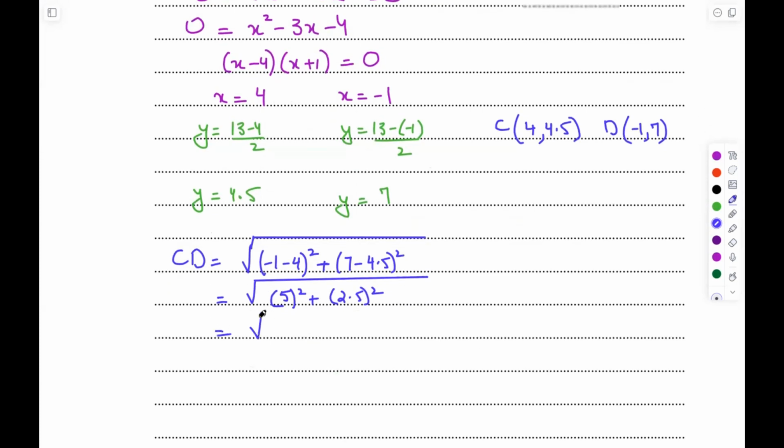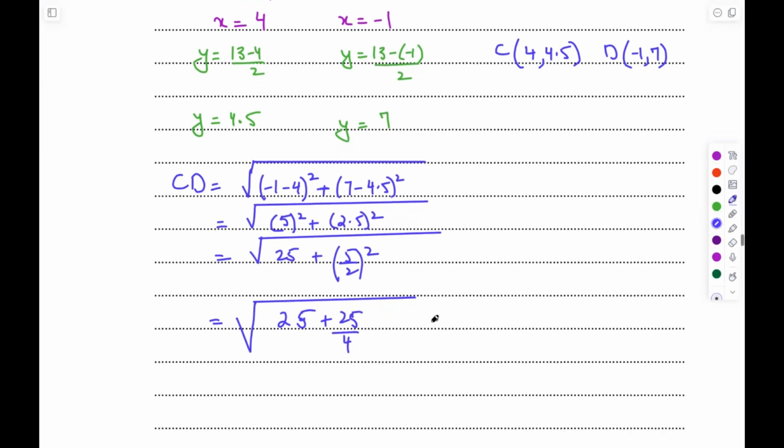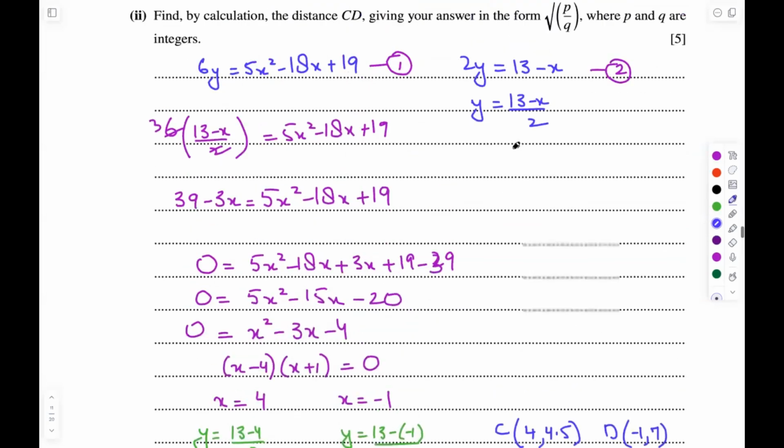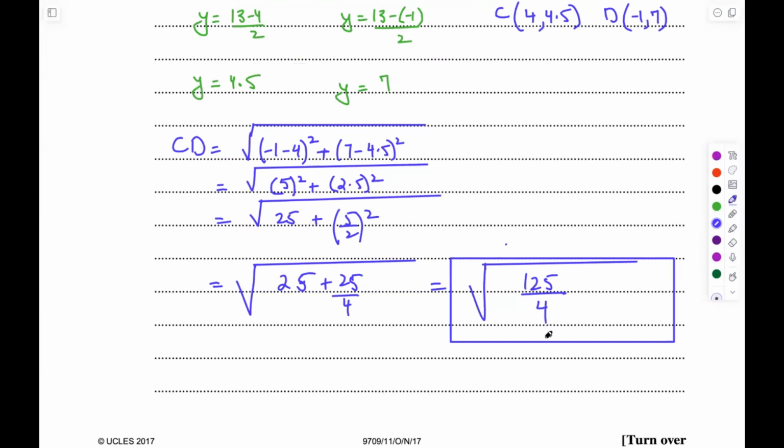Now for 2.5, as we have to give our answer in the form square root of p upon q, we can write this as 25 and we can write 2.5 as 5 upon 2 whole squared. Simplifying this, we'll get 25 plus 25 upon 4. Taking the LCM, we'll get square root of 100 plus 25. So the final answer will be square root of 125 upon 4 for the distance CD. So if we have to give the values of P and Q as it is given over here, the value of P will be 125 and the value of Q will be equal to 4.